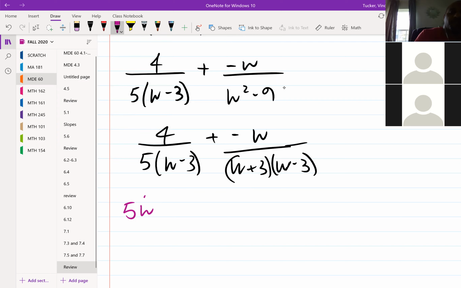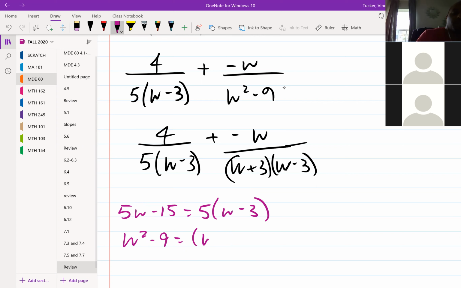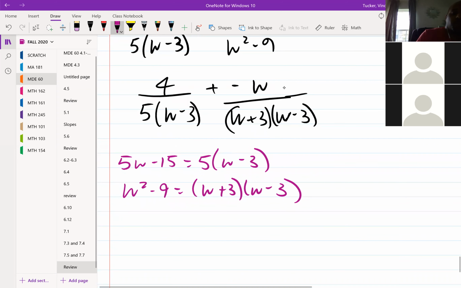Well, let's establish our LCD first. I don't want to skip steps, to make sure everybody's with us. As a matter of fact, let me write it like this. We started off with 5w minus 15, so we factored it, got this. Then we had w squared minus 9, factored that, and got this. So that means my LCD is going to be each different piece that you see needs to be a part of the LCD.